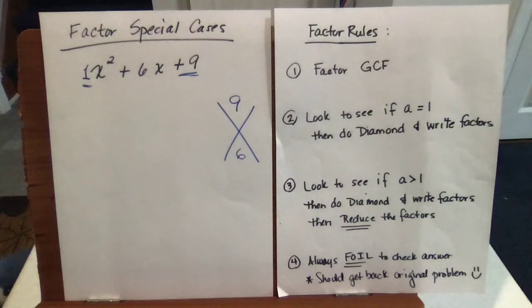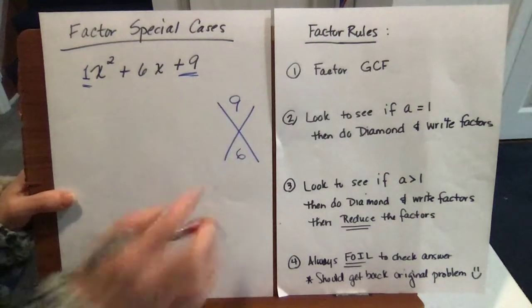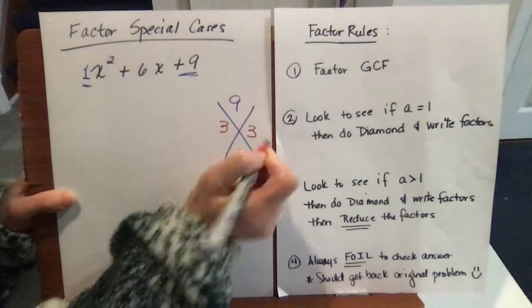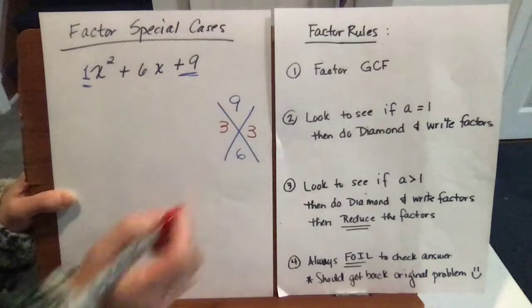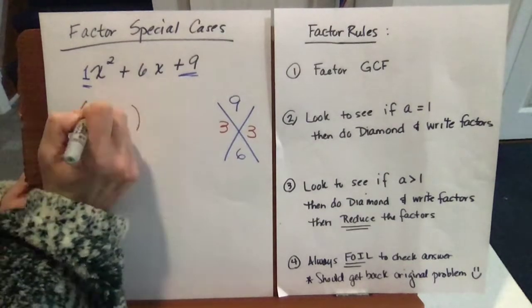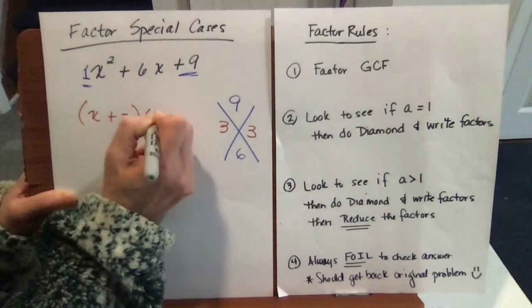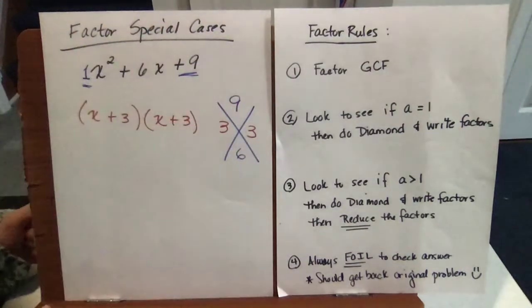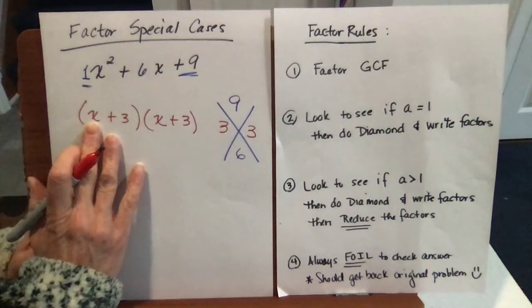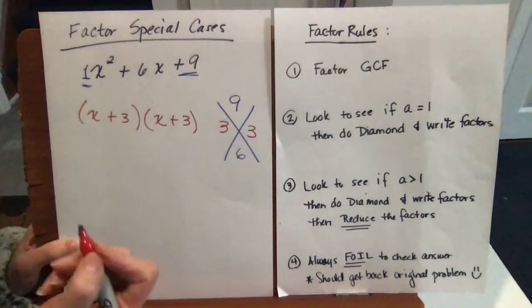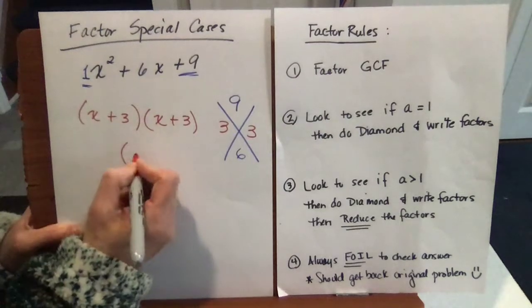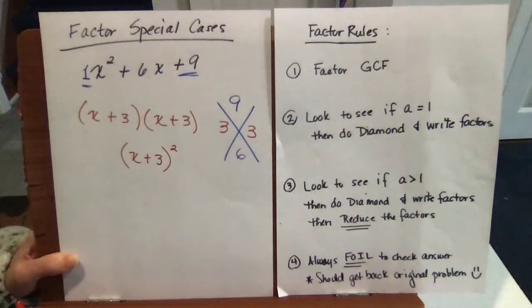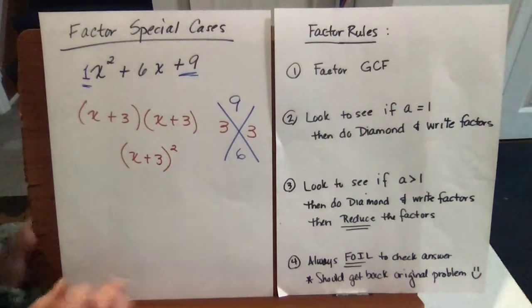All right, now we're going to fill in our diamond and complete it. We're looking for factors of 9 that add to 6. So 3 and 3 multiply to 9, and they add to 6. So our factors are going to be x plus 3 and x plus 3. The uniqueness, the special case, is that we have the same quantity times itself. So the way we would write this for a final answer would be the quantity of x plus 3 squared, with the square on the outside of it. And that's what makes this a special case.